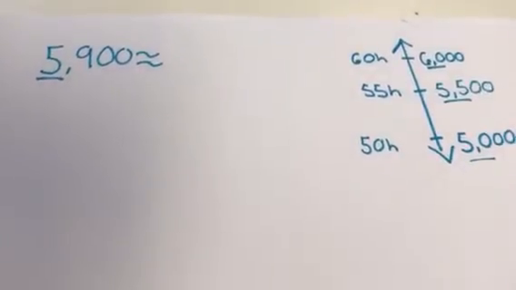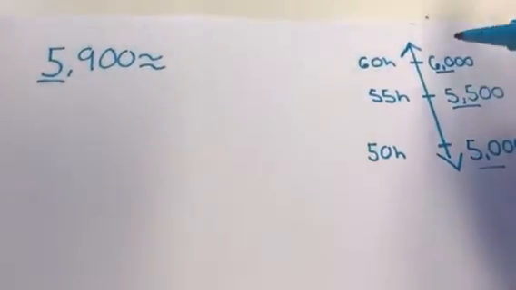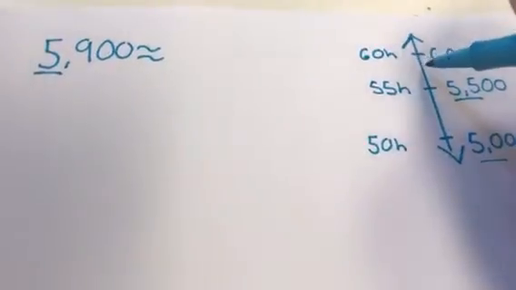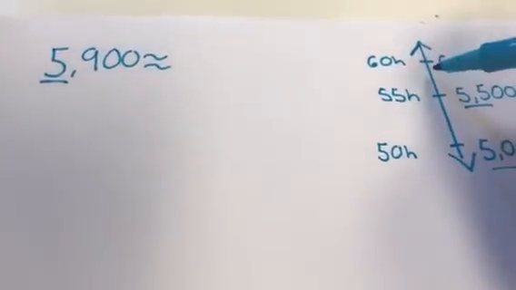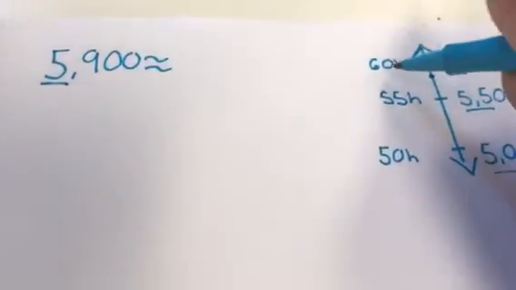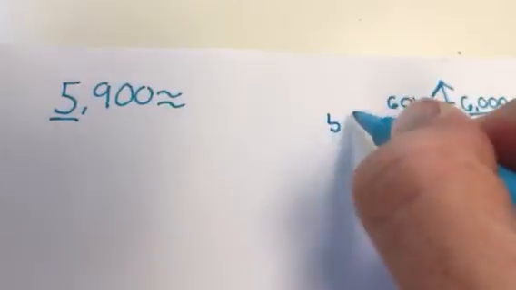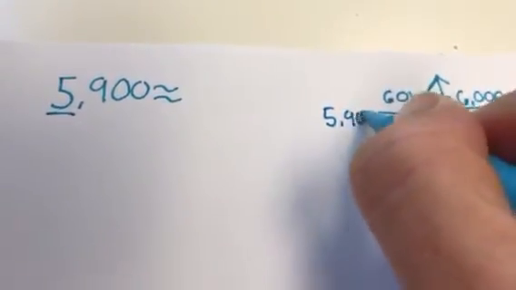My next step is to place 5,900 on the number line. So I'm going to say, well, 5,900 is greater than 5,500. So I'm going to put a dot up here, and I'm going to label that 5,900.